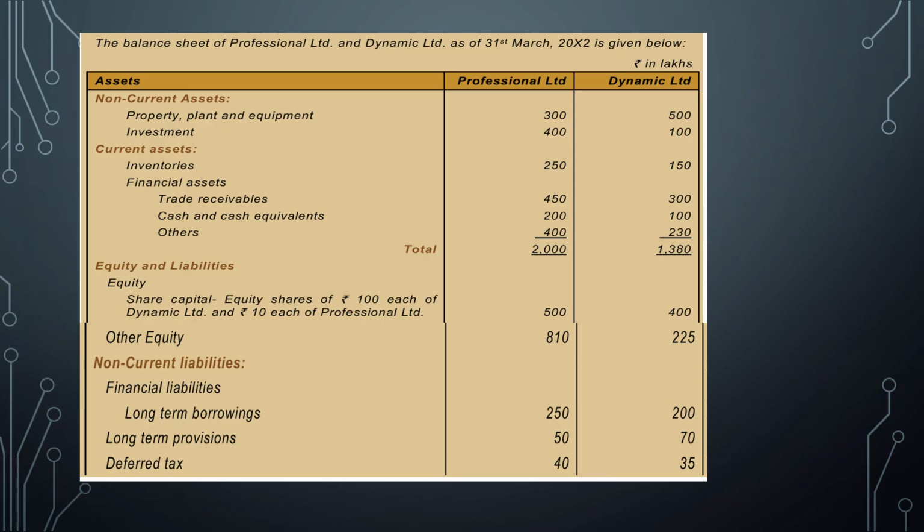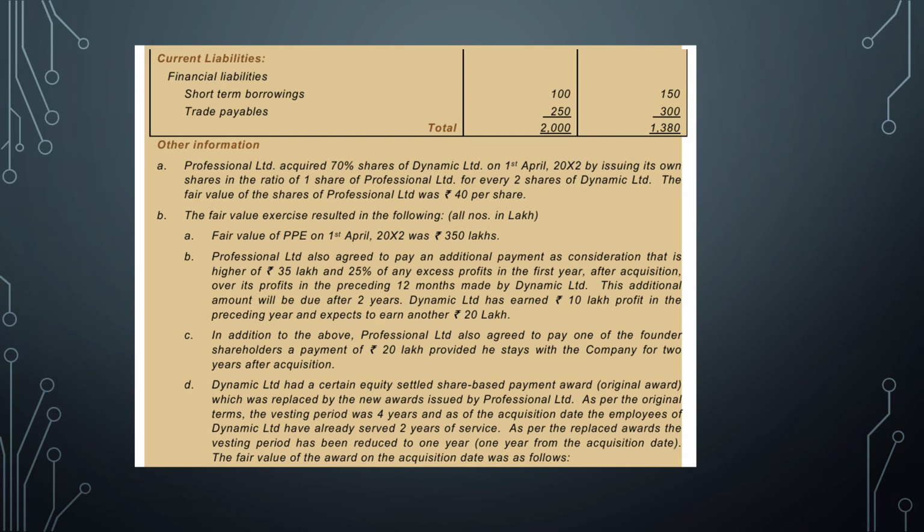So, this is the question. The various data relating to PPE, investments, inventories, the basic data, other equity, everything is given. Be very careful, rupees is given in lakhs, so you need to reproduce in lakhs. Deferred taxes: Professional Limited is 40 and Dynamic Limited is 35 lakhs.